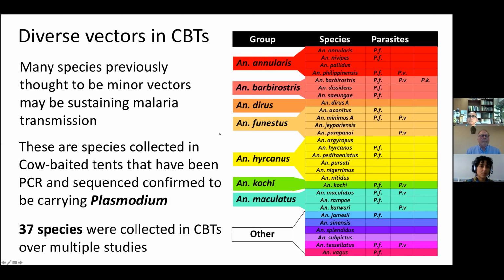So I think this is a really important thing to note, that we need to test all of the mosquitoes that we're collecting, because many of them are capable of transmitting, as we can see from field positives and lab infection studies, not just those species that we think are the major vectors. So there may be a lot of other transmission going on that we're not aware of because we're not screening these other mosquitoes. And just a final note that overall in the cow-baited tents over multiple studies, we collected 37 different Anopheles species in Cambodia, which is an astounding species diversity caught in this trapping technique.